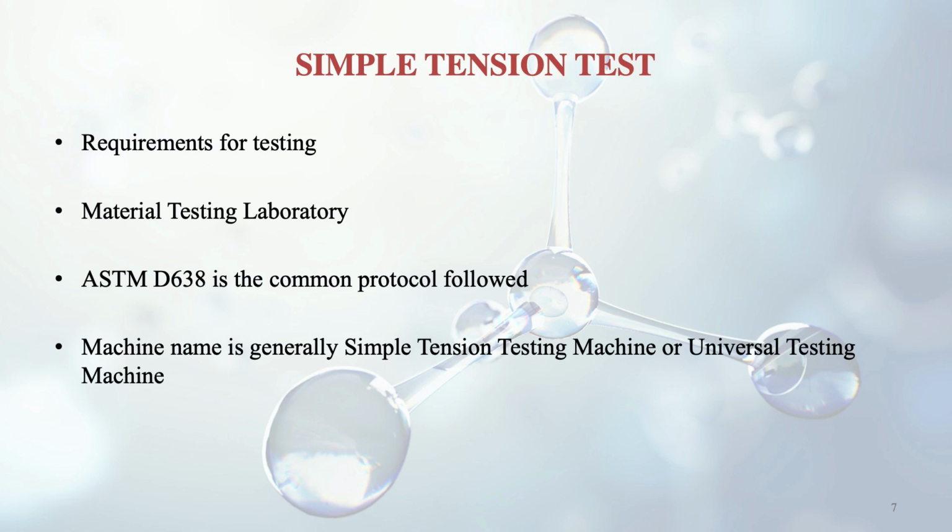So now we discussed before that to determine the mechanical properties, we have got to do a certain number of tests. We discussed the static and the dynamic tests. So the first test which we are going to discuss is the simple tension test. And the requirements for the testing are as such. First of all, we need a material testing laboratory. Then there is a protocol named ASTM D638 that has to be followed. And the machine which is generally used is the simple tension testing machine or the universal testing machine.